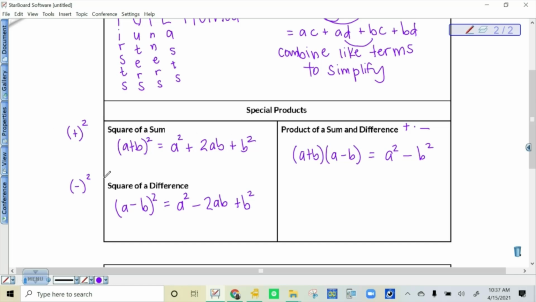So I want you to go through the quiz and mark which ones are the square of a sum, the square of a difference, or the product of a sum and difference. So I've got 3 little symbols. There's going to be 1 square of a sum, 1 square of a difference, and 2 products of a sum and difference. So take a look at your quiz. I think there's only 5 left that you're looking at.